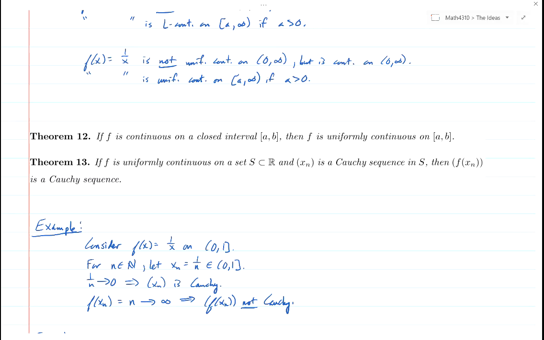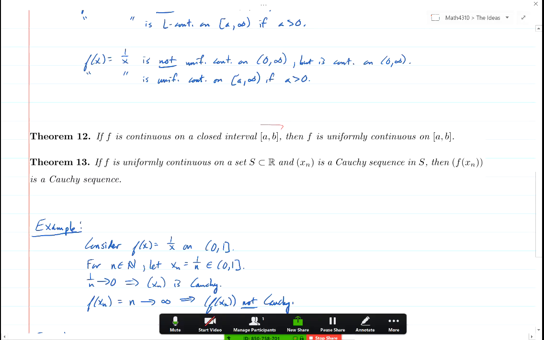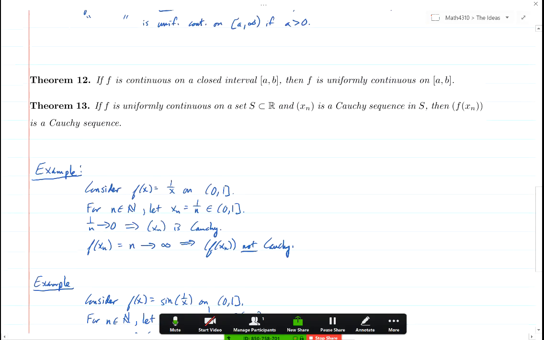So that's nice. But then that tells you if you can't really get it to be continuous on a closed interval, it's probably not going to be uniformly continuous, because uniformly continuous would have to imply continuous, for example. And then if you have a uniformly continuous function on a set and you consider some Cauchy sequence in the set, then the sequence of function values is itself a Cauchy sequence. And the first example shows the necessity of the function f being uniformly continuous. You cannot drop the uniformity of the continuity in this theorem, which I listed here as 13, and still have this result be true. This is what the first example shows.